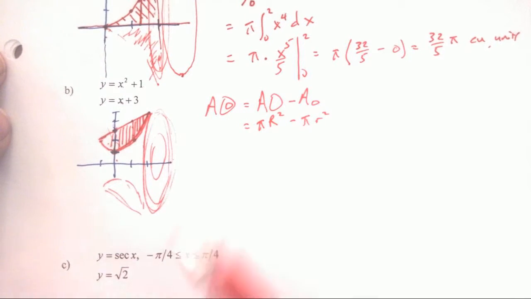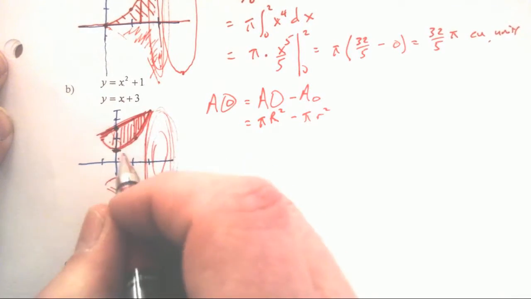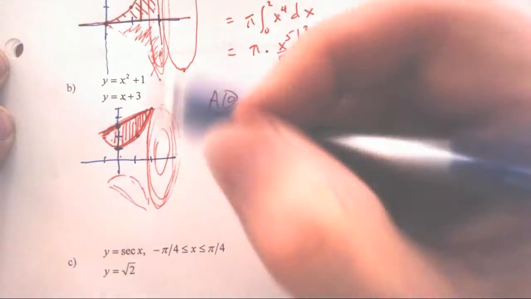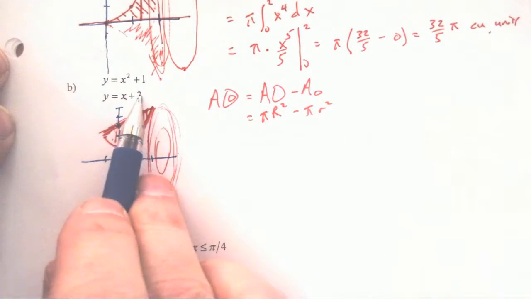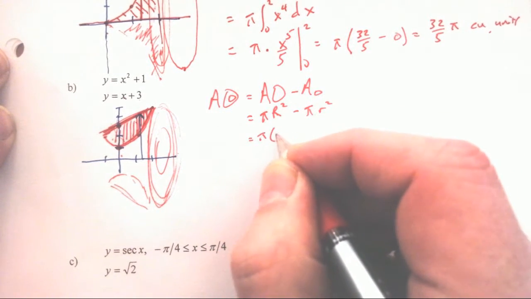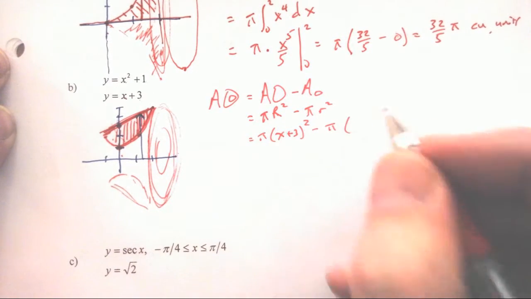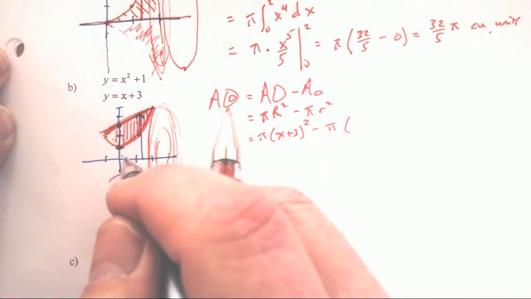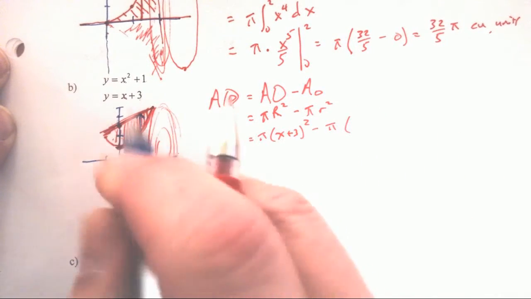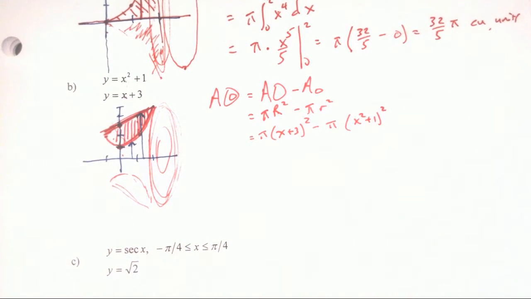Okay, so our big radius is the radius that gets us up to here. And that radius, at any point on it, is our height. And what is our height? Our height is y, and what is y? Y is x plus 3. So this is equal to pi times x plus 3 squared minus pi times our little radius, which is this guy, x squared plus 1, squared.